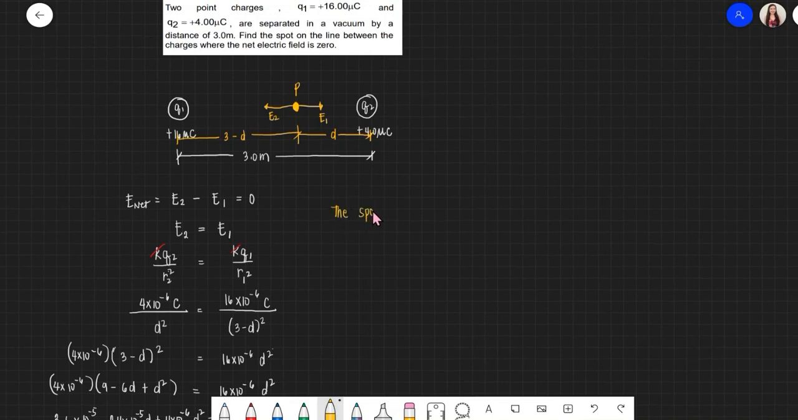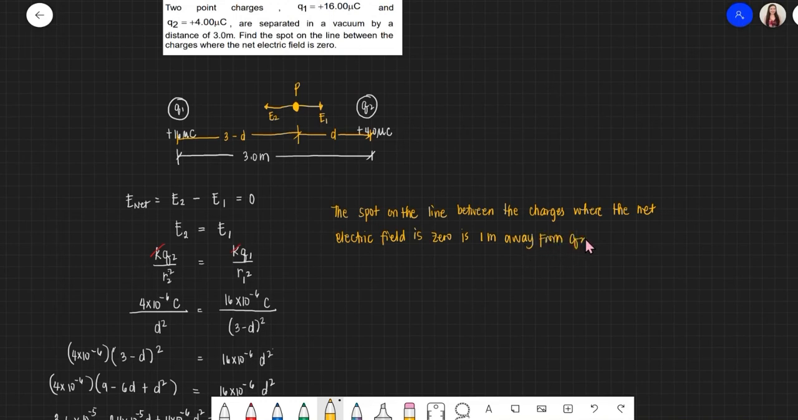The spot on the line between the charges where the net electric field is 0 is 1 meter away from Q2 and 2 meters away from Q1.